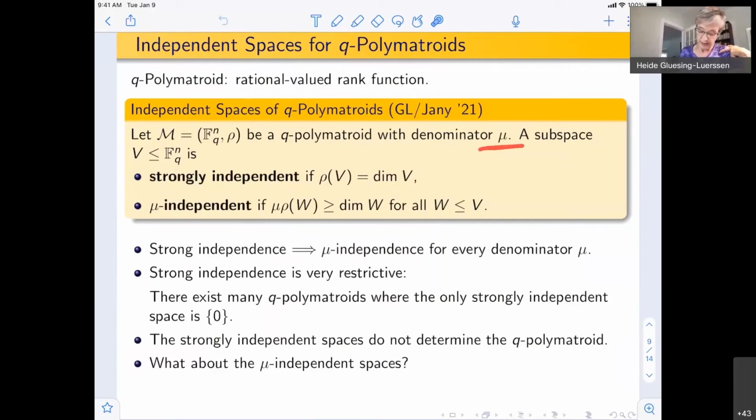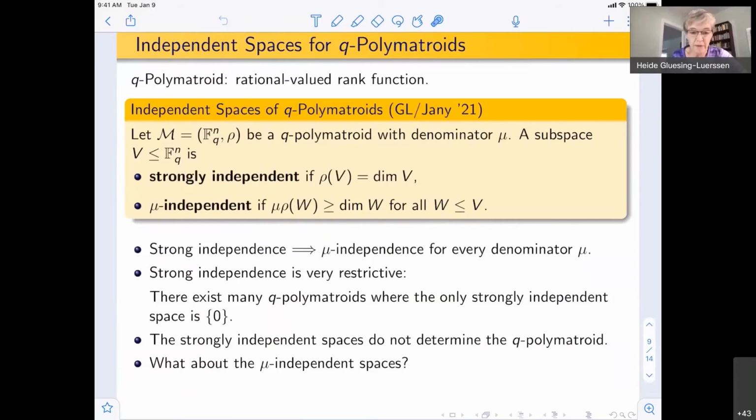Let's assume we have a denominator mu. Then we call a subspace mu-independent if for all subspaces of it, mu times the rank is at least the dimension. This definition is actually taken from classical polymatroids, as one can find it, for instance, in the book by Oxley on matroid theory. A few comments: first of all, strong independence is indeed stronger than mu-independence, and implies mu-independence for every denominator. Strong independence is actually a very restrictive property.